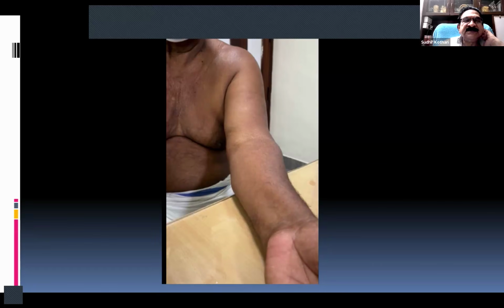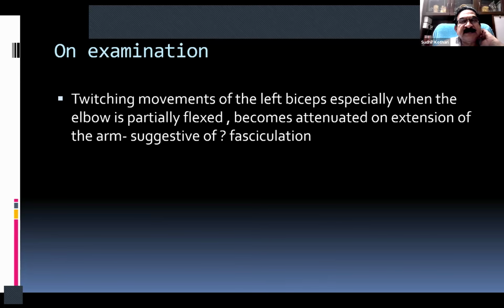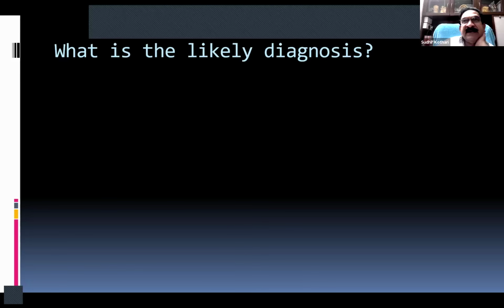Okay, so findings: twitching movement of the left biceps, especially when the elbow is partially flexed. It becomes attenuated on extension of the arm, suggestive of a fasciculation. Rest all normal. So what is the likely diagnosis in this patient? Hyperexcitable state, probably neuromyotonia. Yeah, but it's confined to one muscle only, the biceps.